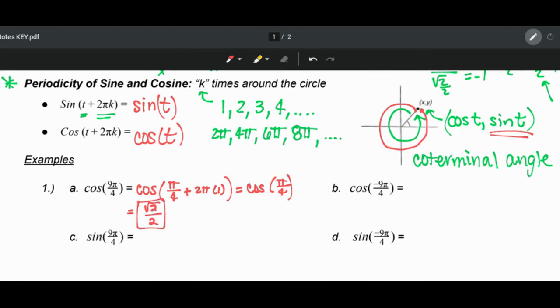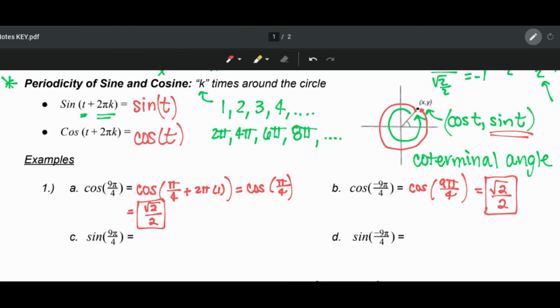On part B, we're going to use the opposite angle identity, and we know that cosine of a negative angle would be equivalent to cosine of a positive angle, since the x-coordinate doesn't change, and therefore the answer would be exactly the same, root 2 over 2.